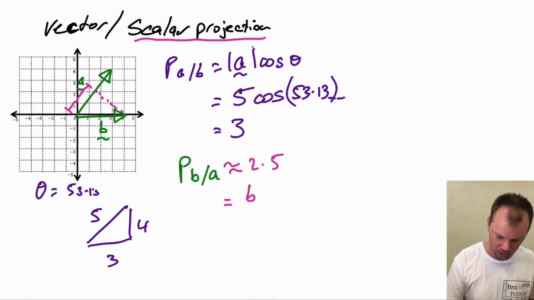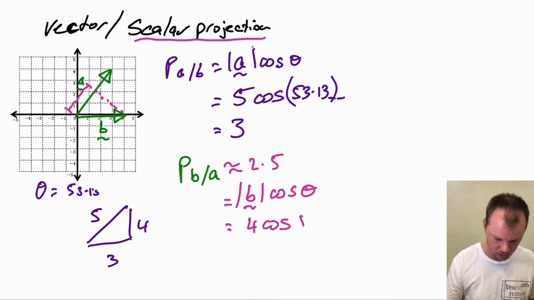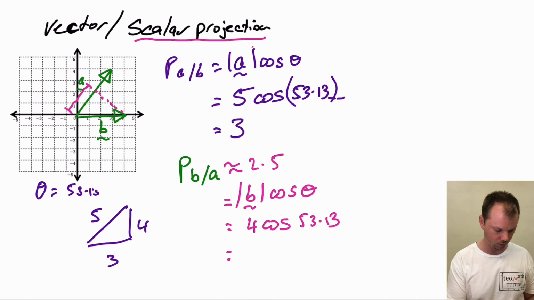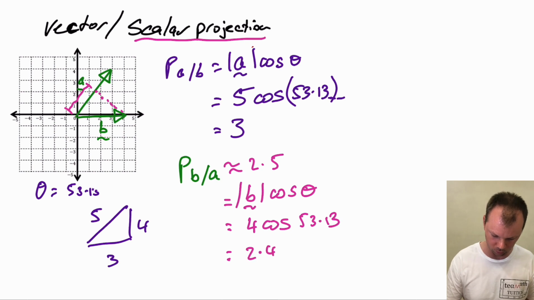So the formula is going to be B cos theta. The length of B is 4. Cos 53.13. Pop it into our calculator. 4 cos equals, and we get 2.4. So about 2.5.